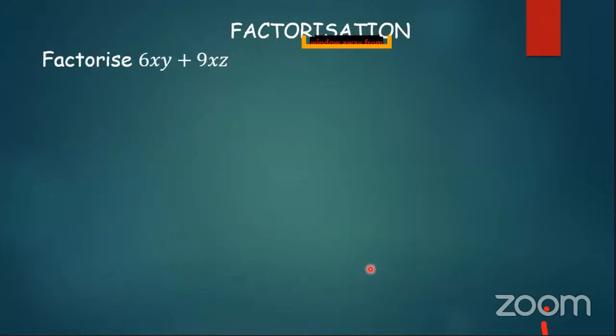Okay, let us now go to examples. Factorize 6xy plus 9xz, what we have just seen. And we have just said our common factors are 3 and x. And here we just need one common factor. And that one common factor is going to be?